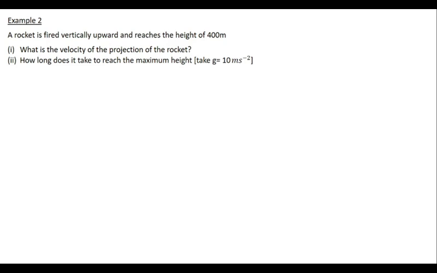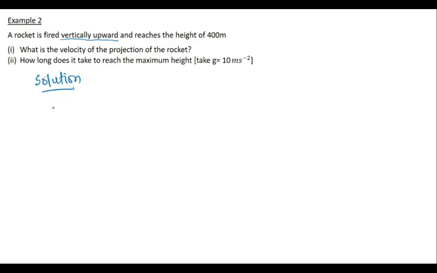A rocket is fired vertically upward, note the phrase vertically upward, and reaches a height of 400 meters. i. What is the velocity of projection of the rocket? ii. How long does it take to reach the maximum height, given that gravity is equal to 10 meters per second squared? So let's dive in. Solution.